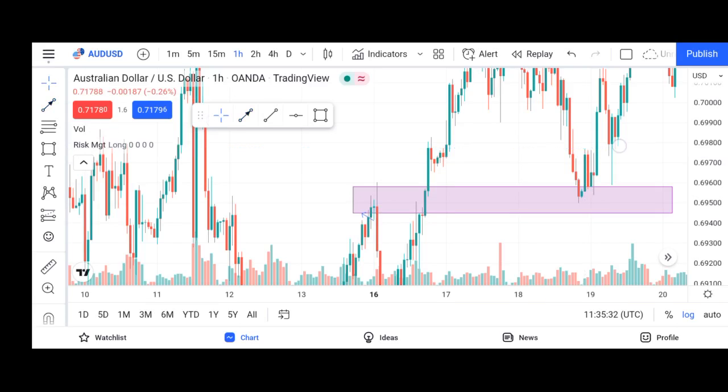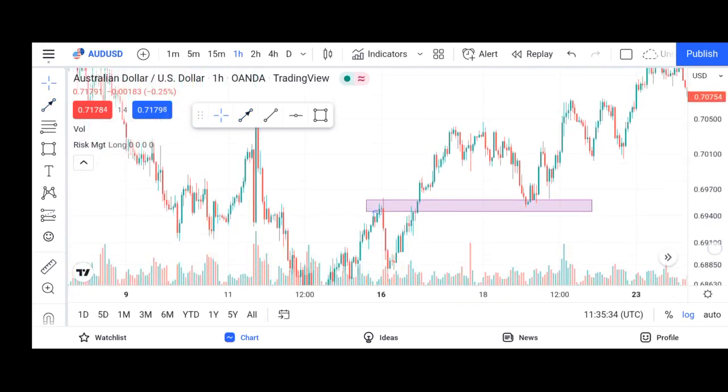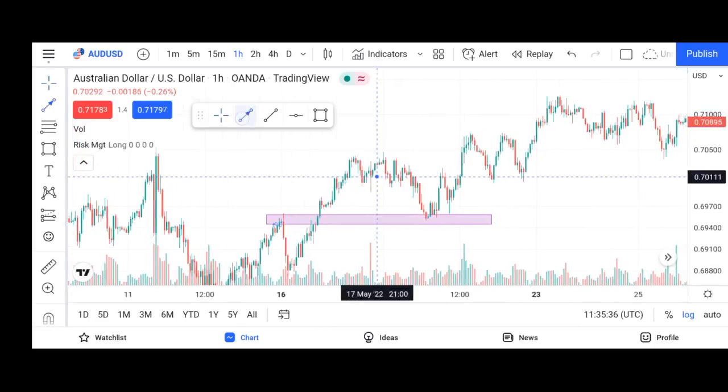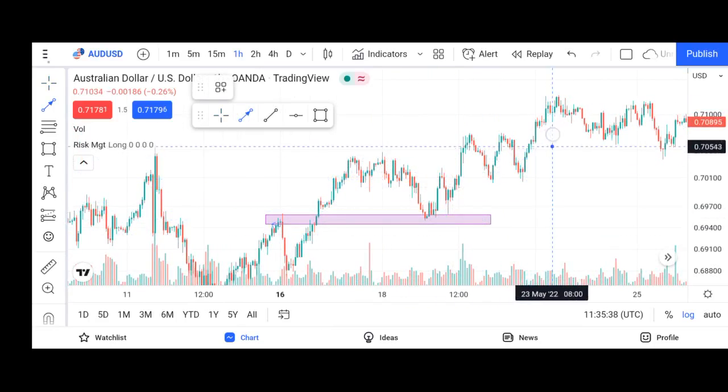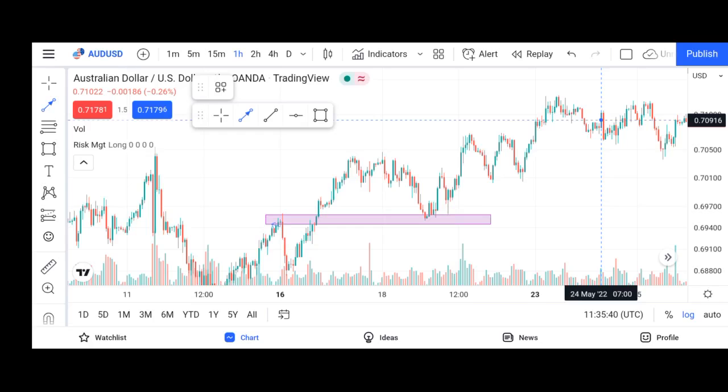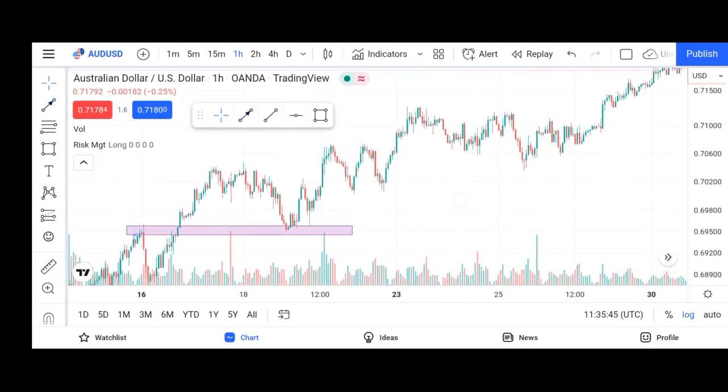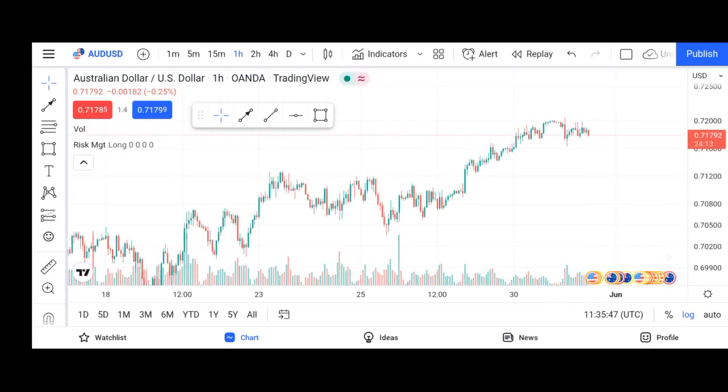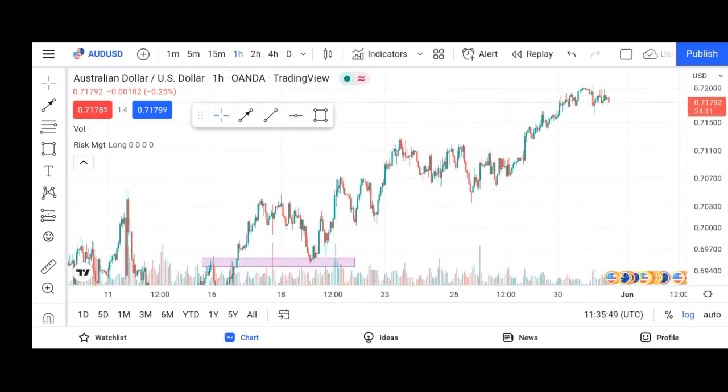We need to check this out. Yeah, let's zoom out. You see what happened? The market started pushing, moving up bullish. The market continued being bullish till then. And that's one of my best strategies. You see how the market moved?